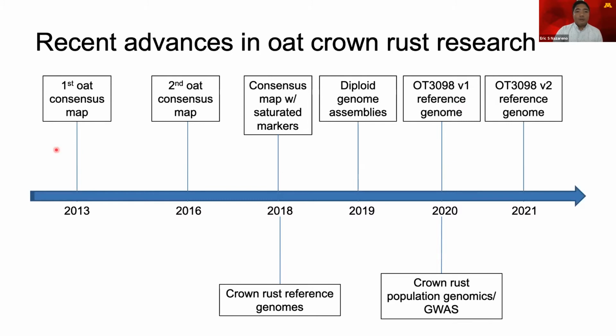That's on the side of the host. On the side of the pathogen, the crown rust reference genomes were released in 2018, two of them. And then in 2020, the first population genomic studies and GWAS to identify effectors were also conducted. A lot of things are also going on right now. We are building a pangenome of crown rust, and also a diploid-level assembly of crown rust. And yes, a lot of good things are happening on both sides of the pathosystem.